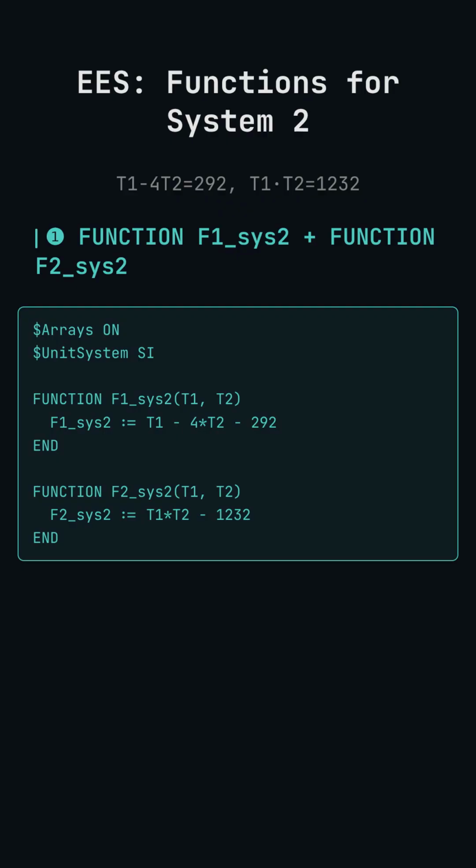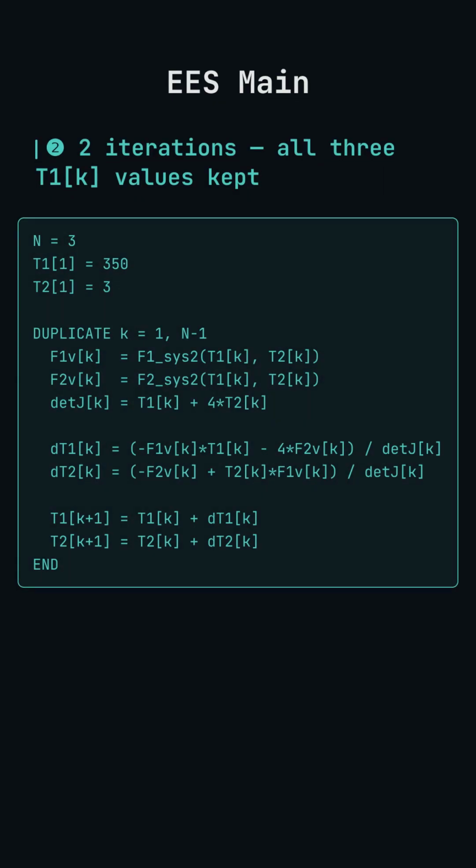Define F1 sys2 and F2 sys2 as EES functions. Three array elements, T1 of 1, 2, 3, hold every iterate, 350, 330, 307.5, 308. Nothing is overwritten. The full history survives the run for inspection or plotting.